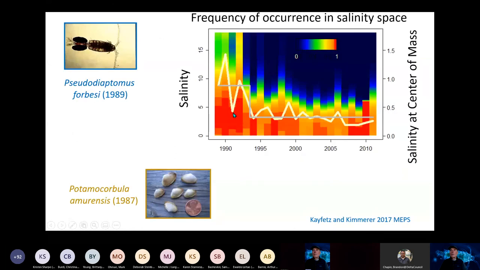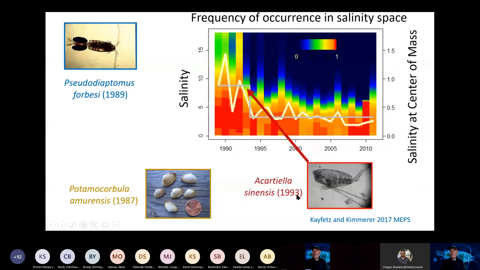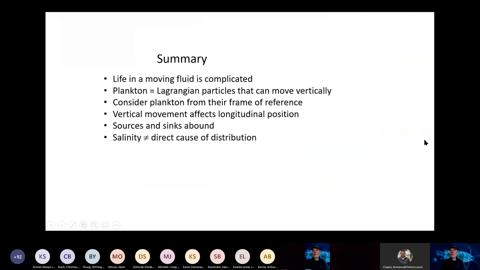But here's their distribution. Ignore the colors for the moment. The white line shows the center of mass, and the salinity is on the right scale. So their center of mass early in this period was about 0.8 salinity, and that's well below their tolerance. We think it's because of predation on the nauplii by this clam. And then this copepod here, Limnoithona tetraspina, introduced in 1993, made that worse, and they shifted up estuary to a lower salinity.